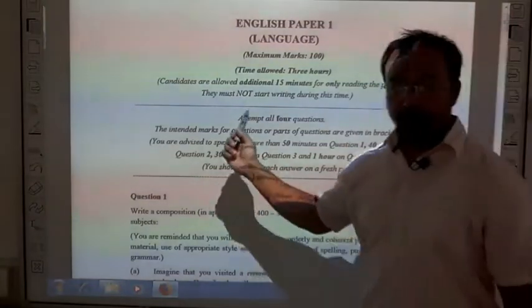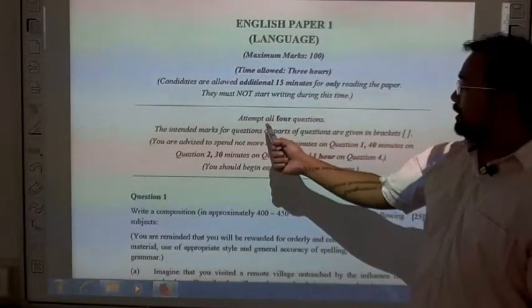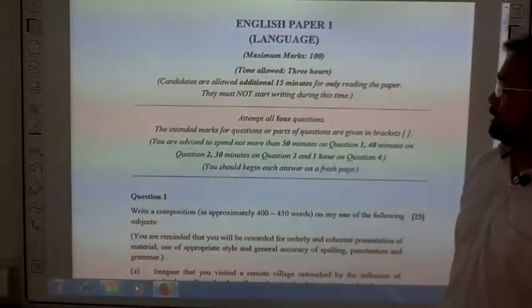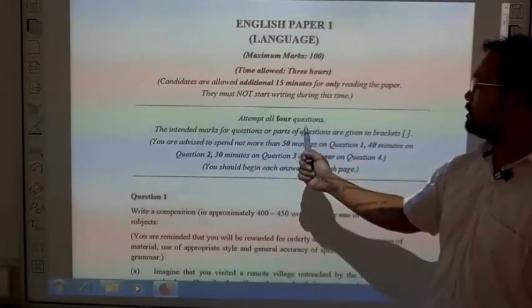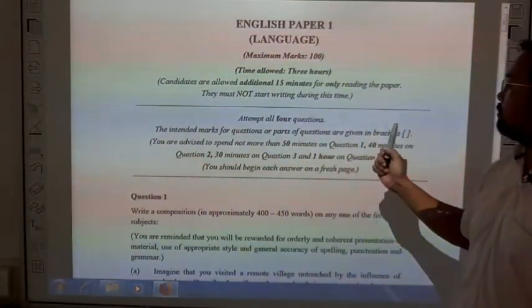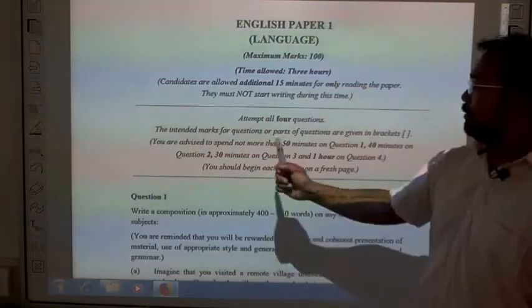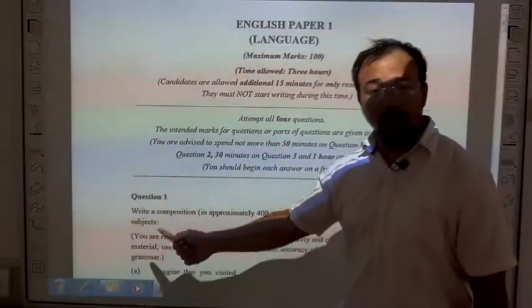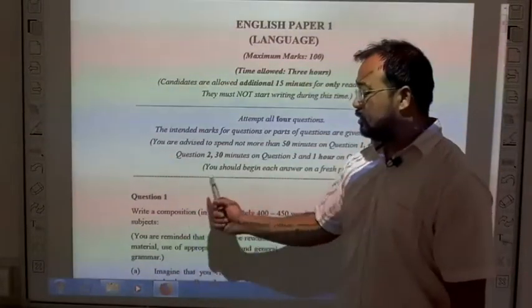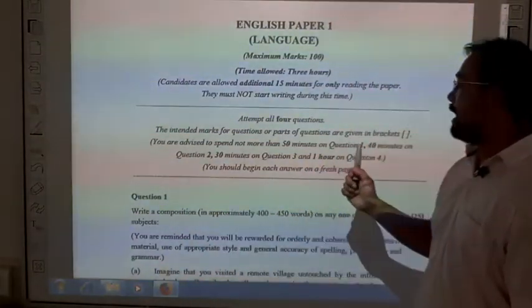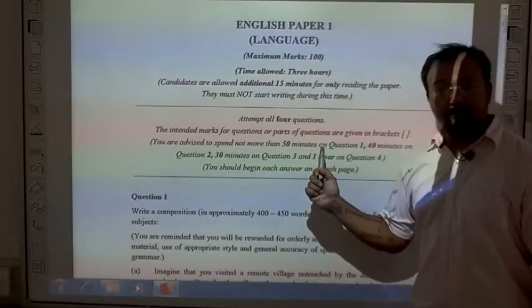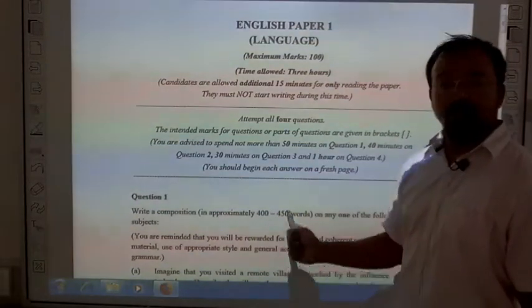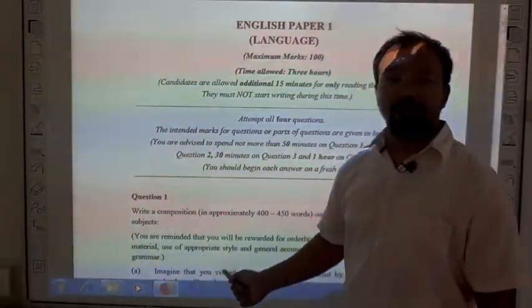Here it will be written: attempt all 4 questions. The intended marks of the questions or parts of questions are given in brackets. You are advised to spend not more than 15 minutes on question 1. Question 1, which we are doing today, is composition writing. You have 50 minutes, and within 50 minutes you are to complete the composition writing.